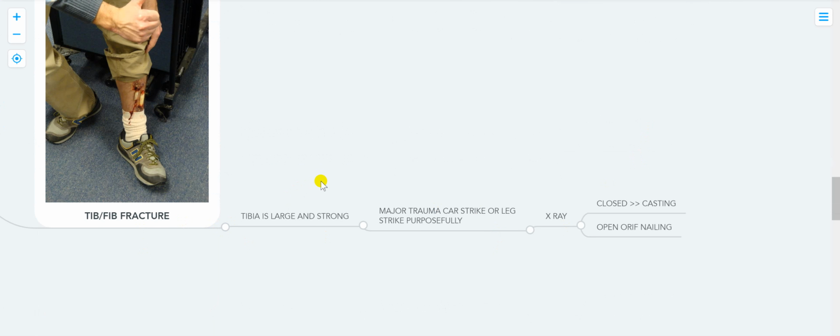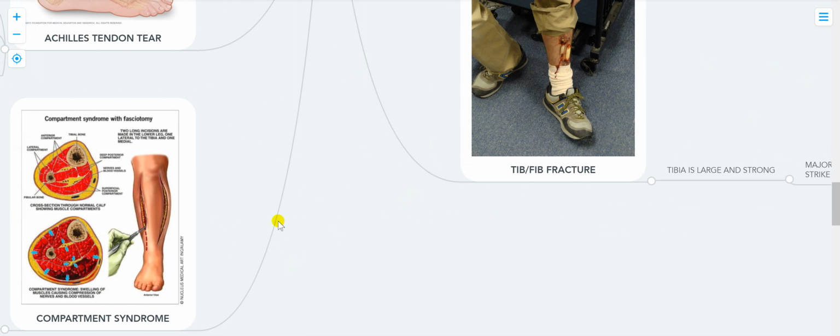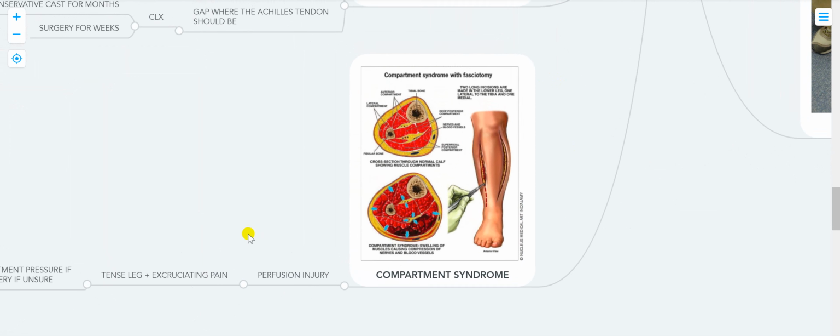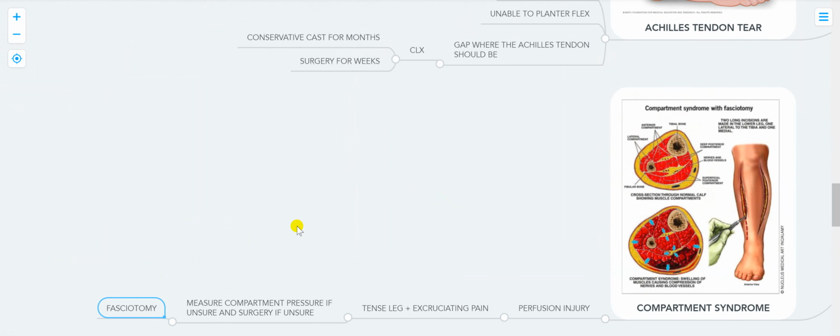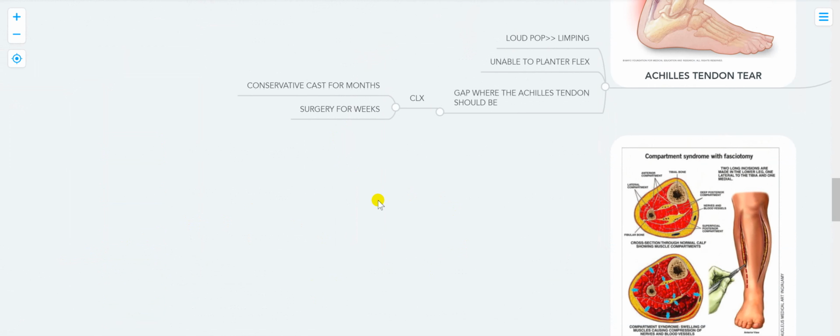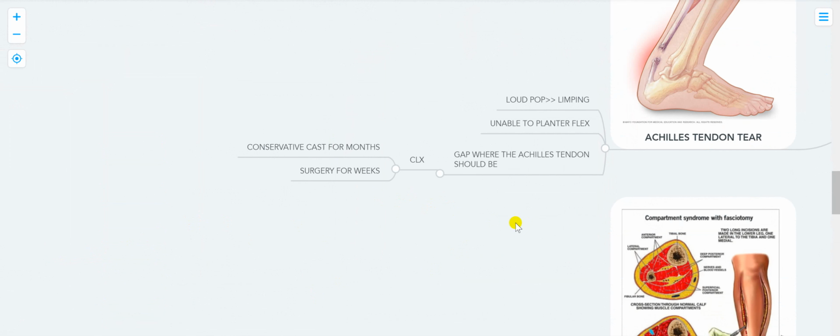Tibia, fibula. The tibia is larger and stronger, so any fracture of the tibia, fibula is included. Usually a major strike, a car striking the tibia, or a leg strike. You do an x-ray. If it's a closed fracture, casting. If it's open, open reduction, internal fixation. Compartment syndrome, usually a tense leg and excruciating pain. We treat it with fasciotomy and measure compartment pressure to diagnose that.